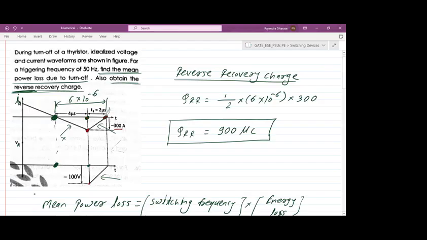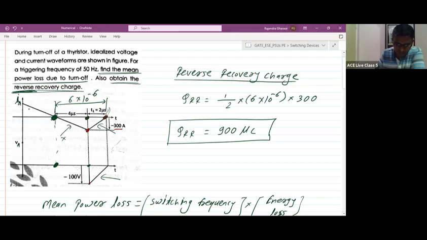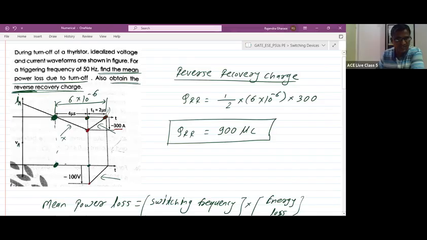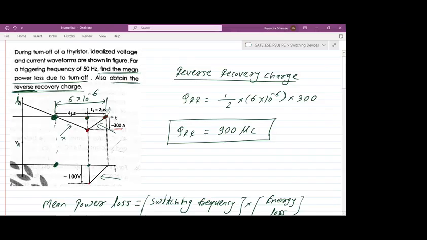Sir, but for power loss due to turn off, at that time won't we consider this part? Which part? This one? Yes, sir. For power loss during the turn off, yes, then we can consider it. But currently, what is happening here? We have the voltage 0, na? Zero voltage. So indirectly that product will be 0. Okay, sir. Thank you, sir.